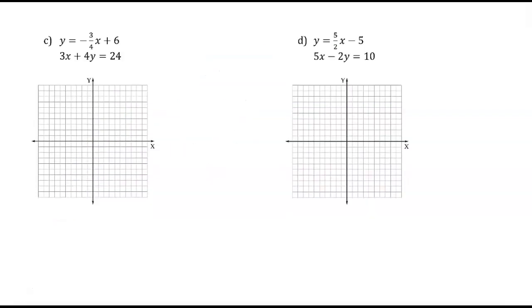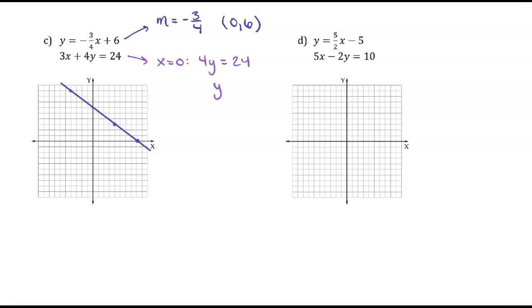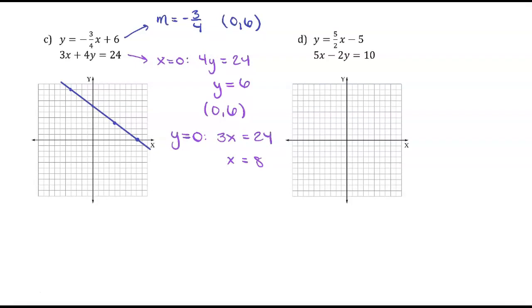Moving on to part C, we'll follow the same steps. We can tell by looking at our first equation that we have a slope of -3/4 and a y-intercept at (0, 6). That's enough information to graph our line. Looking at our second equation, let's find our intercepts since it's given to us in standard form. Substituting 0 for x, we have 4y equals 24, or y equals 6. So we have a y-intercept at the point (0, 6). Substituting 0 for y, we have 3x equals 24, or x equals 8. So we have an x-intercept at the point (8, 0).